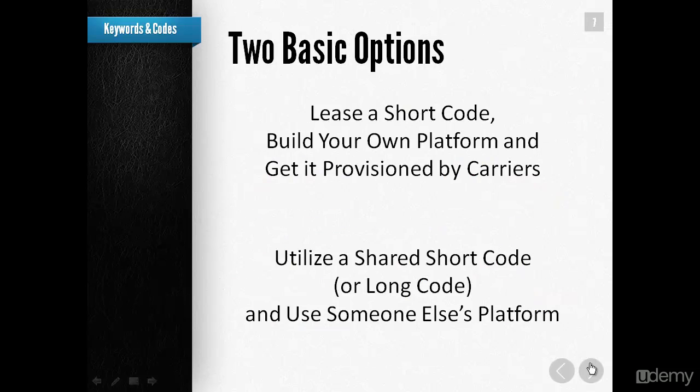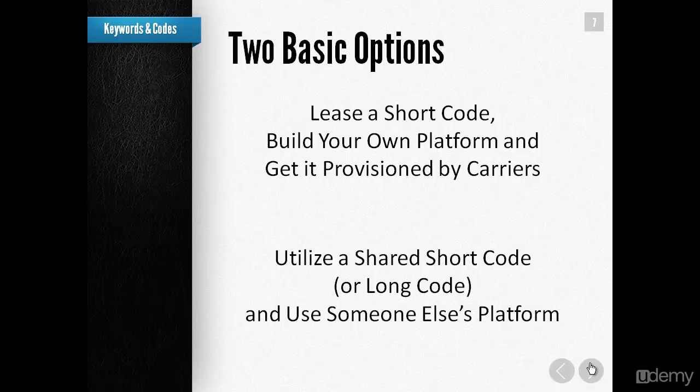Now, I mentioned that you could lease your own short code by building your own platform. By that, I mean you have to literally build your own software, and then you have to go through this very long, painful process of getting your short code pulled together and approved by the carriers. 18 months, seriously, to have that happen. Or you can utilize a shared short code or a long code and use someone else's software, where you're paying a small monthly fee and per message costs, which you would pay anyway with your own platform.